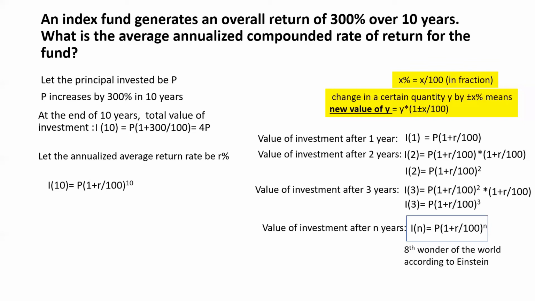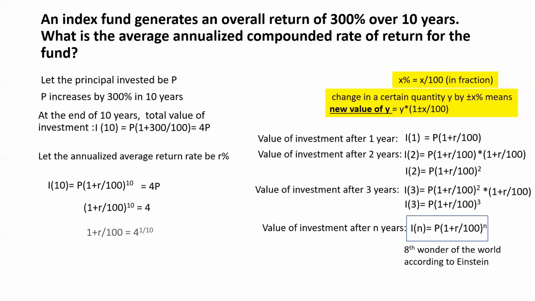So what would be the value of the investment after 10 years? Well, if we substitute n as 10, we get I10 is equal to P multiplied by 1 plus R by 100 whole to the power 10. So we know that this is equal to 4 times P, right? So we can equate these, and now it's a matter of solving an equation. If we cancel out P from both sides, we're left with 1 plus R by 100 whole to the power 10 is equal to 4.